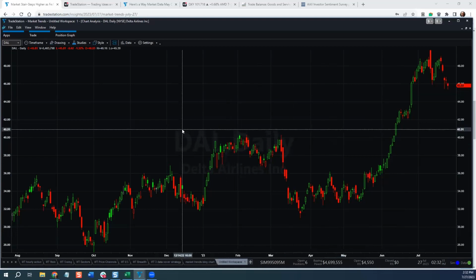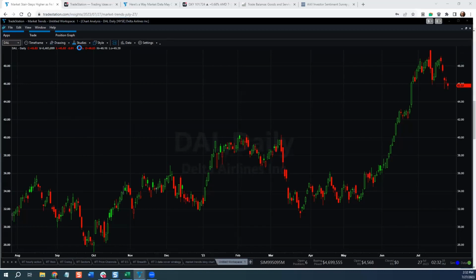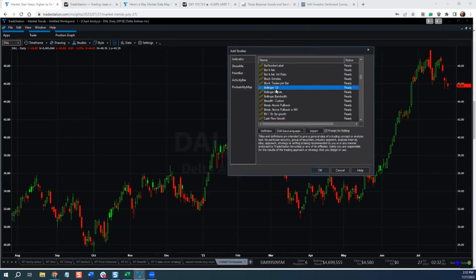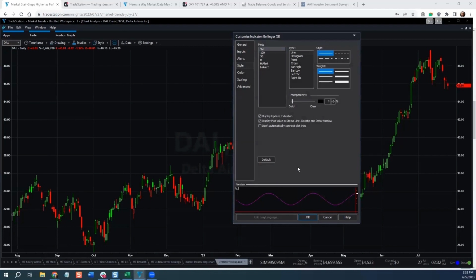So I did this TradingView idea on Delta, and I'm going to show you how I found it using TradeStation. You go to studies, go to add study, and go to Bollinger Bands, right? Actually, we're going to add two things: Bollinger Bands and Bollinger percentage B. Add these. Let me bring these in.